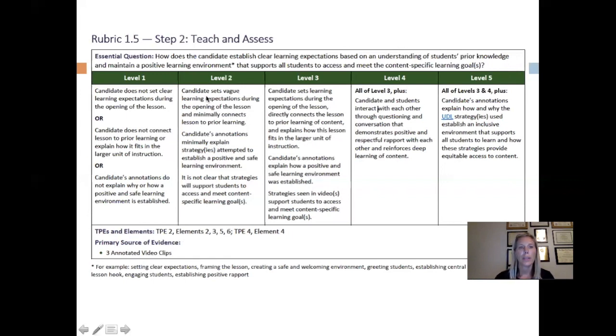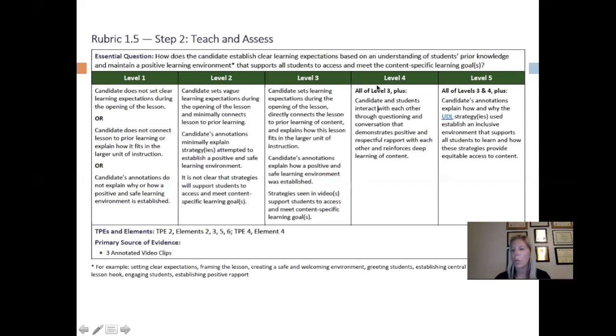So you can see at a level 2, it says that the candidate sets vague learning expectations during the opening of the lesson and minimally connects lesson to prior learning. Okay, so if you do that, it's still a 2, even if it's vague and minimally connected. The candidate's annotations minimally explain the strategies that you attempted to use in order to establish that positive and safe learning environment. And it is not clear that strategies will support students to access and meet content-specific learning goals. So what I'm hearing from a level 2 is everything is very vague and minimal. If you're vague and minimal, you can get a level 2.